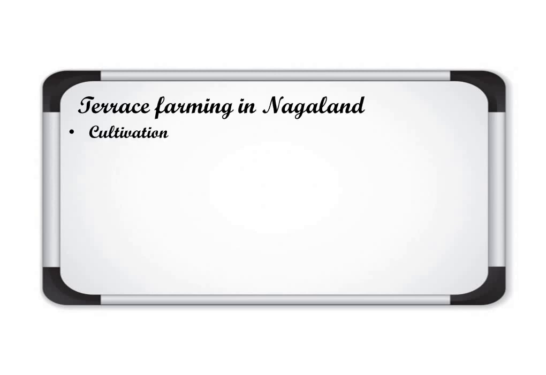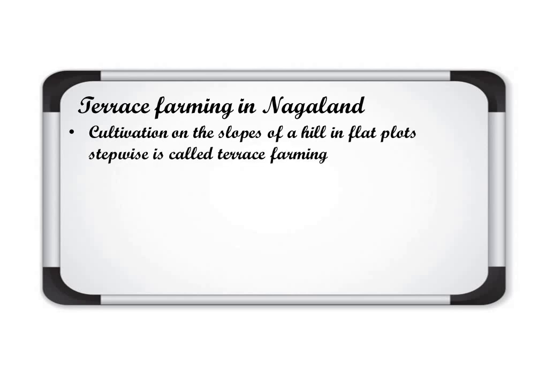Now the next topic is terrace farming in Nagaland. One example is given in your book. Cultivation on the slopes of a hill in flat plots stepwise is called terrace farming. So what does terrace farming mean? Cultivation on the slopes of a hill in flat plots stepwise is called terrace farming. Here the example of Nagaland is taken.